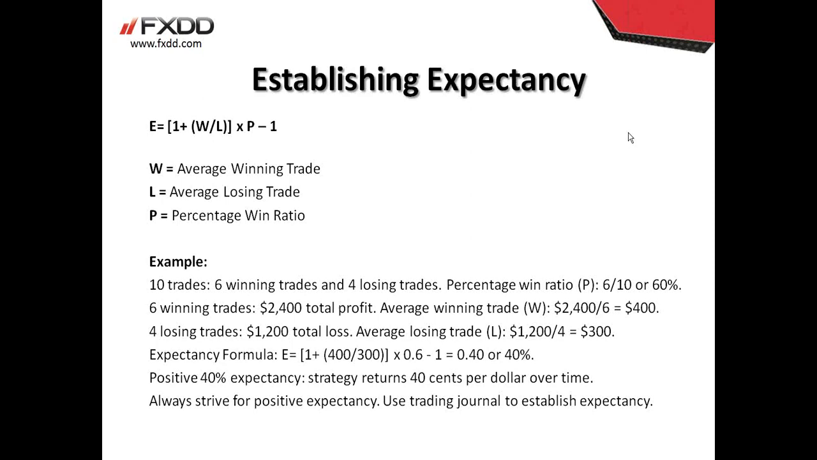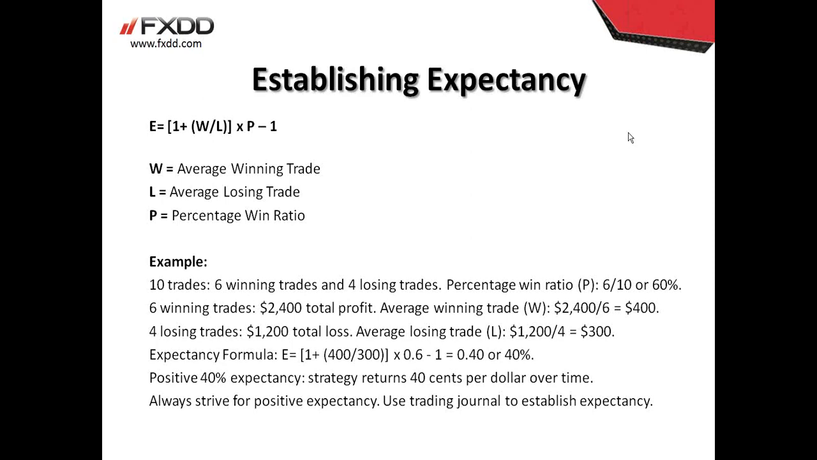Okay, so an example here. Let's say you have 10 trades. I really don't think this is a good example because there are only 10 trades here. But let's say you had hundreds of trades, which is even better. But for purposes of keeping this math simple, let's go with 10 trades right here: 6 winning trades and 4 losing trades.